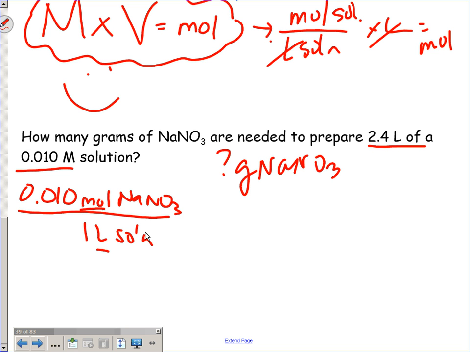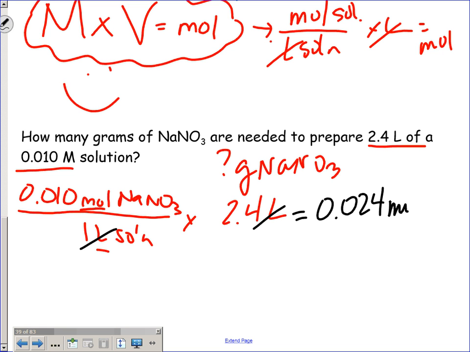So here's my big M, multiplying by V, like it says up here. It happens to already be in liters, which is a good step, because I have to make sure my liters cancel. So 2.4 liters, so what cancels? Liters. And then, Nick, you said the moles is what? 0.024 moles of sodium nitrate, right?